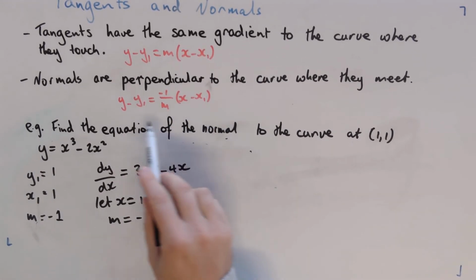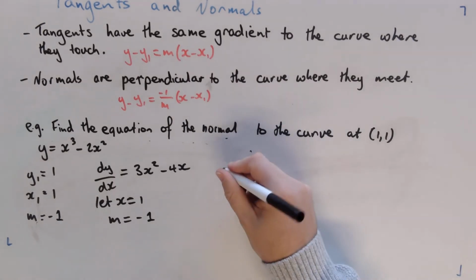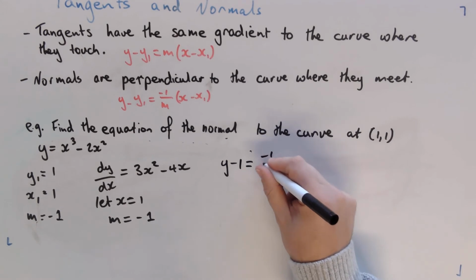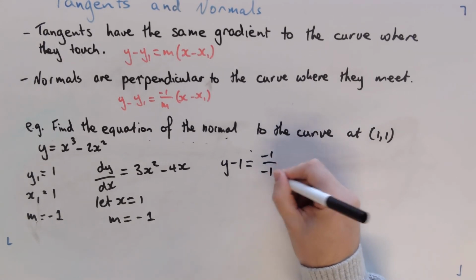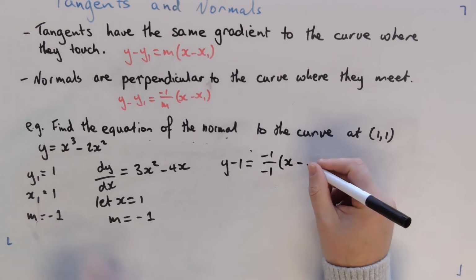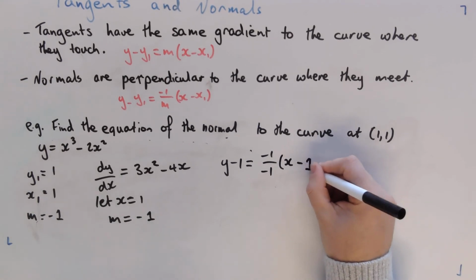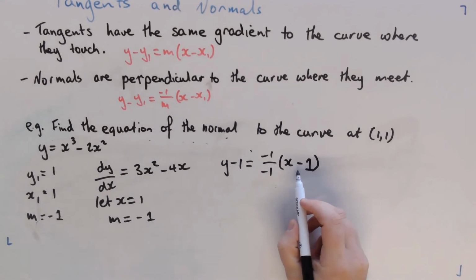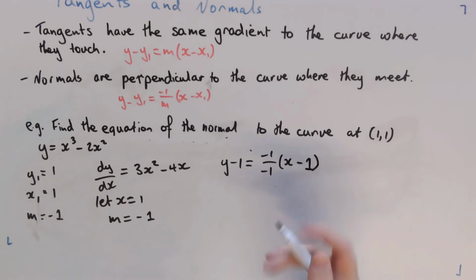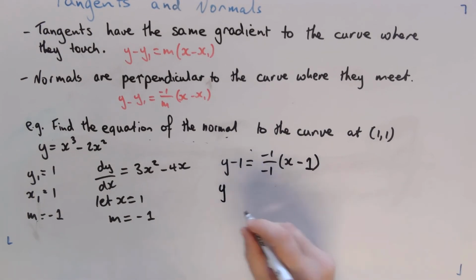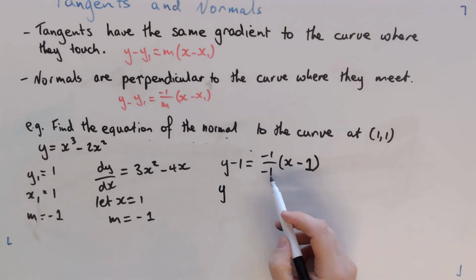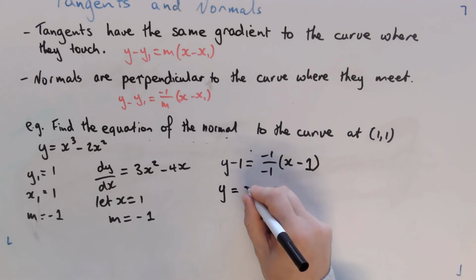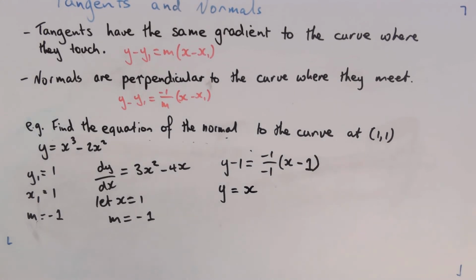This time, however, we're going to use our equation for our normal. So I've got y minus y1, which is 1, equals -1 over our m value, which is -1, times x minus our x1 value of 1. Just be careful. In our worked examples, these have all been positive, but don't forget, if you take a negative, you're going to be making it a positive. So we simplify this. We've got -1 over -1, it's just 1. We add our 1 onto our -1, and we simply get y equals x for our equation of our normal for this one.